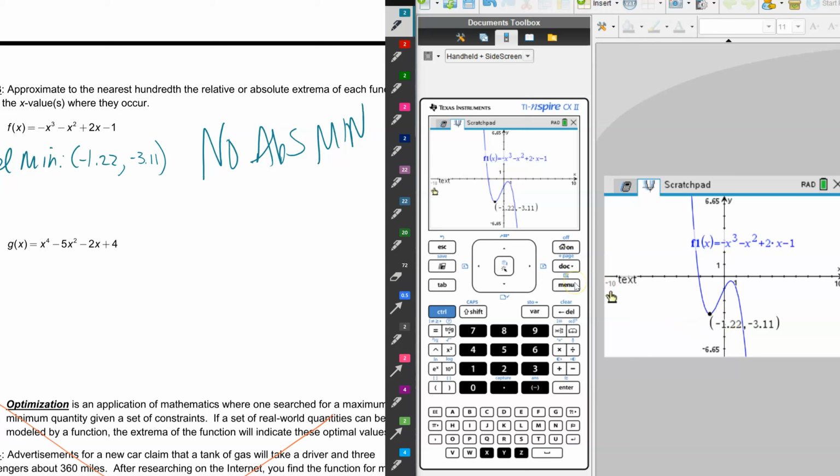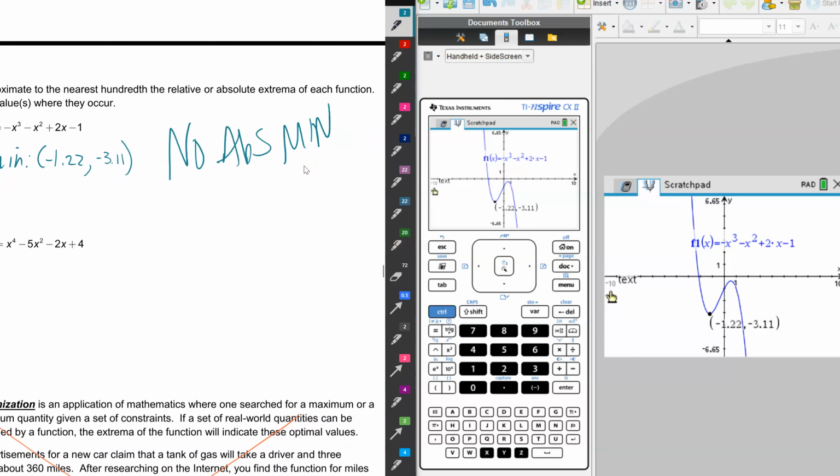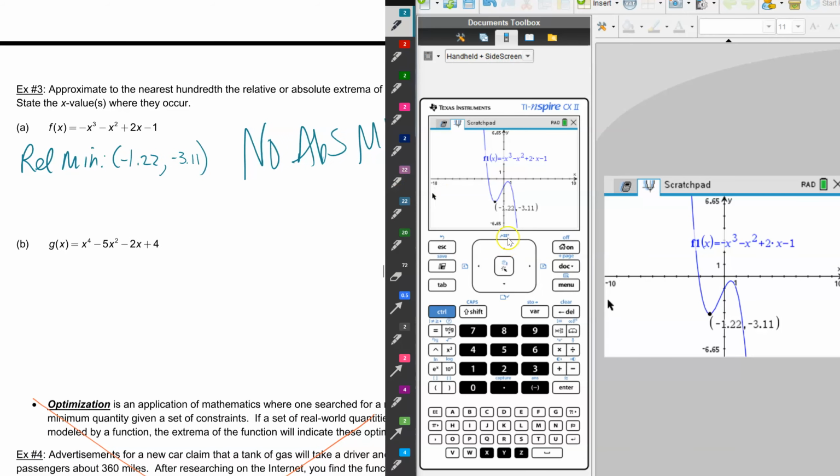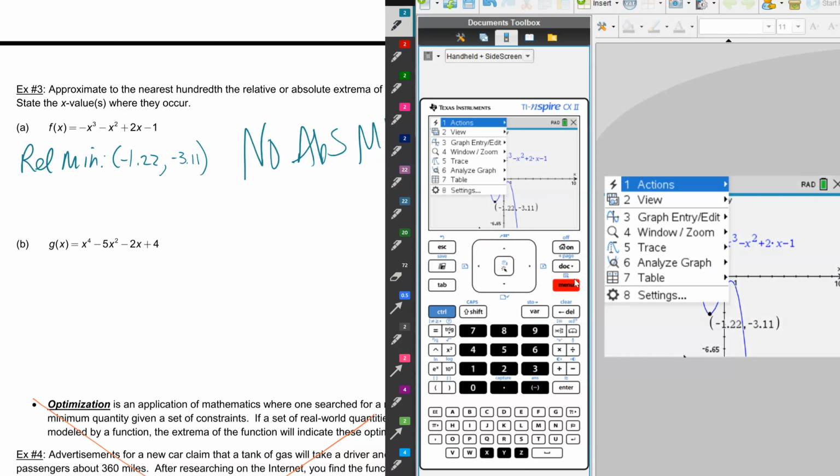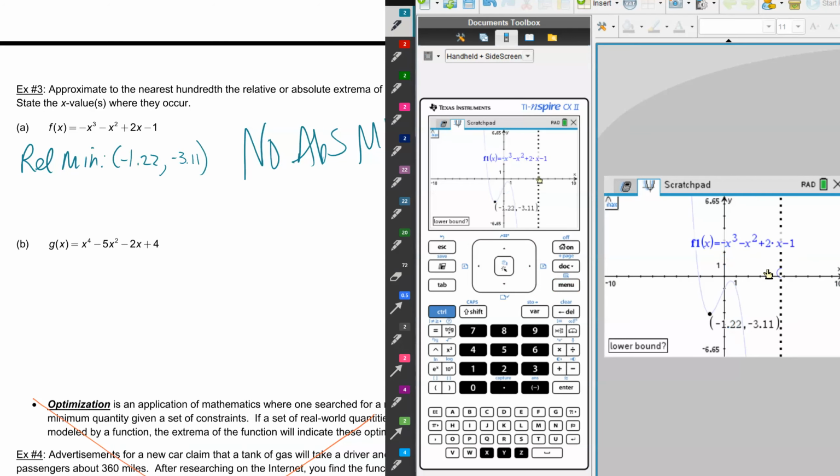Yeah. Yep. Okay, so I had to read the directions. So I'm looking for the max: menu, analyze graph, go to maximum. So I'm just gonna go roughly around it, and it finds my maximum.